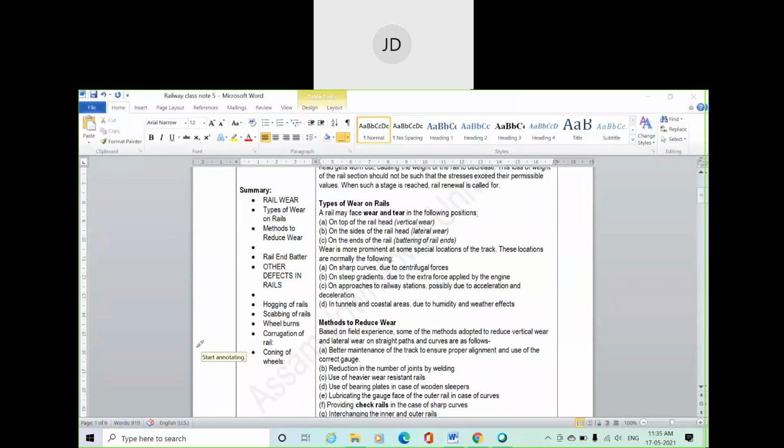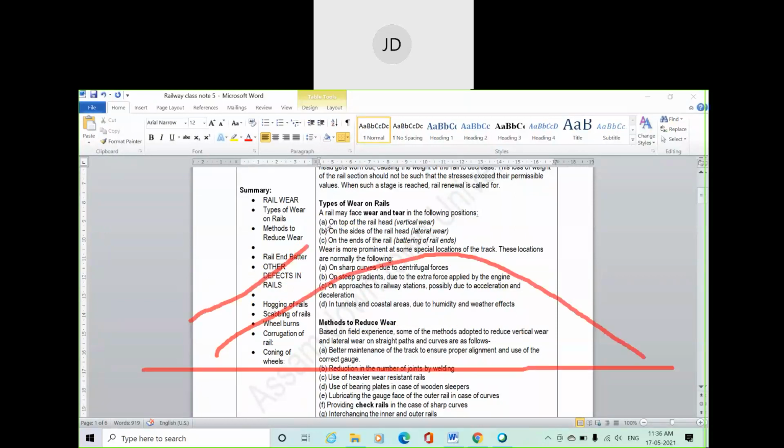Next, in case of steep gradient due to extra force applied by the engine. Suppose I'm giving you one hilly area. Suppose this is your hill. I'm just simply showing a hill, it is not exact. Anyway, just suppose this is the hill part, and it is steep. Suppose like this. This is your hill, so your rail is moving in this direction.